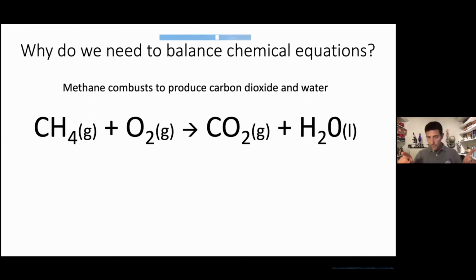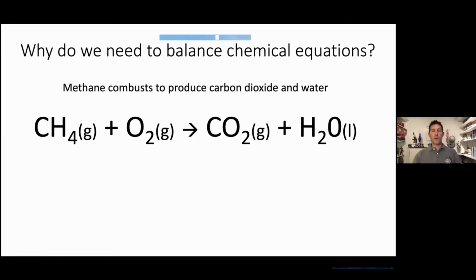So here's the chemical equation. I call this the skeleton equation because it isn't entirely balanced. And we've got over here methane combusts. That means it burns in the presence of oxygen to produce carbon dioxide and water. I've put the states of matter on here. They're not included up here in this part, but I wanted to make sure to have those in there.